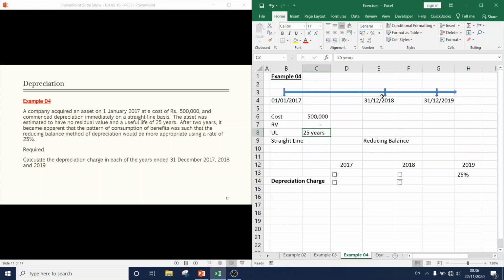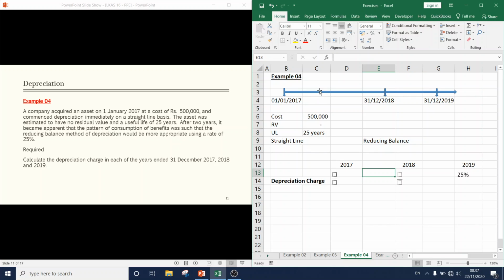After 2 years, on 31st December 2018, it became apparent that the pattern of consumption of benefits was such that the reducing balance method of depreciation would be more appropriate, using a rate of 25%. So annually they reassess whether the depreciation method is appropriate or not. After 2 years, they determined the reducing balance method will reflect a better picture of the pattern of consumption. So the depreciation method has been changed after 2 years. We are required to calculate the depreciation charge in each of the years ended 31st December 2017, 18 and 19.